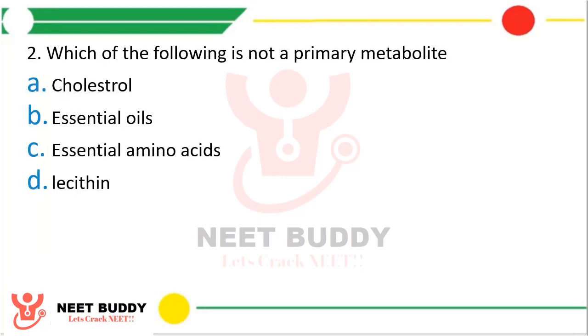Which of the following is not a primary metabolite? Option A, cholesterol. Option B, essential oils. Option C, essential amino acids. Or option D, lecithin. The correct answer is option B, essential oils. For example, lemongrass oil is not a primary metabolite, it is a secondary metabolite which is produced in plants.